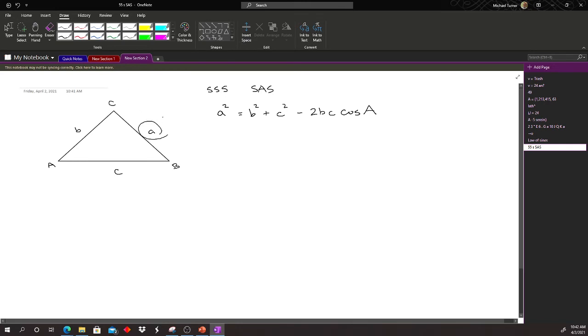That's written if a was the side that I was solving for. It's going to look very similar if I was solving for b or c. So if I'm solving for b squared, it's going to be, again, the other two sides squared minus 2 times the other two sides times the cosine of the angle opposite the side I'm trying to solve for. And if I'm solving for c, then it's going to be a squared plus b squared minus 2ab times the cosine of the angle opposite.